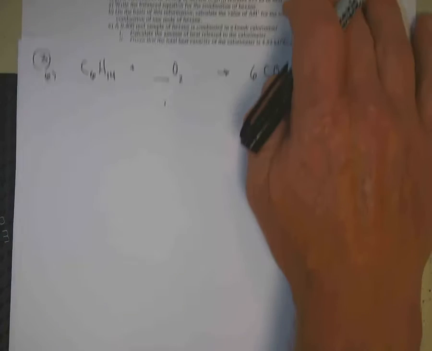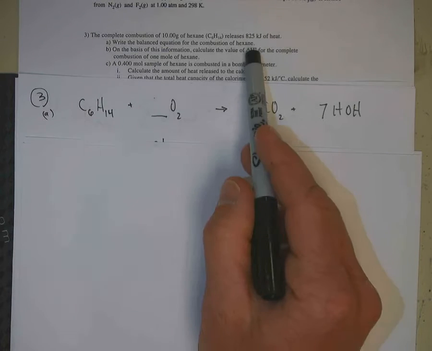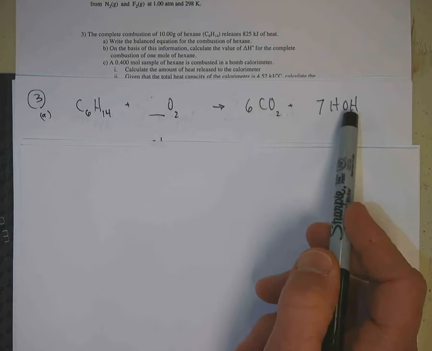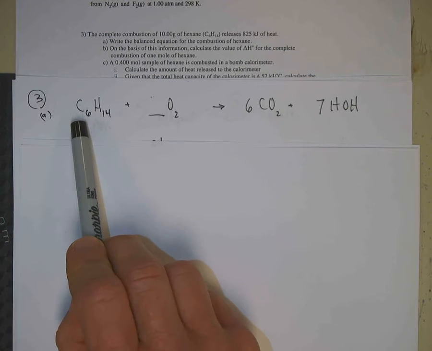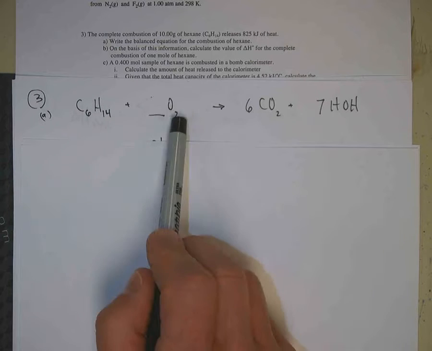The first question asks you to write the complete combustion reaction for 1 mole of hexane. I'm assuming that it's 1 mole of hexane. So here's hexane. It reacts with oxygen, forms carbon dioxide and water. Since there's 6 carbons here, balance it alphabetically. I always recommend carbons, then hydrogens, then oxygens.